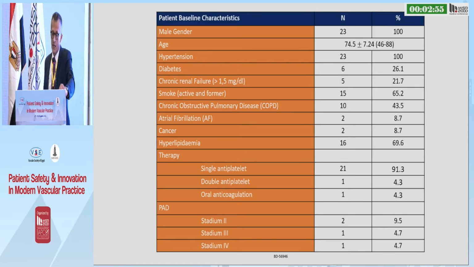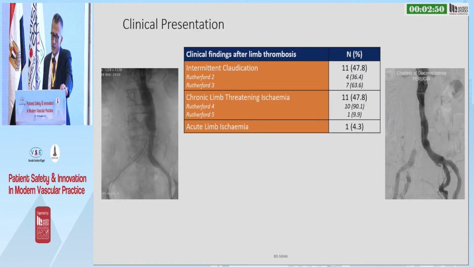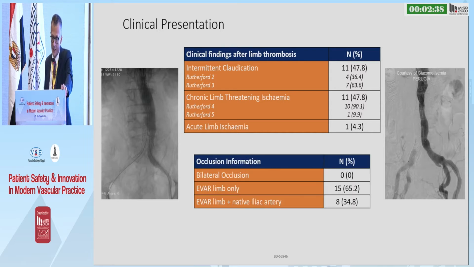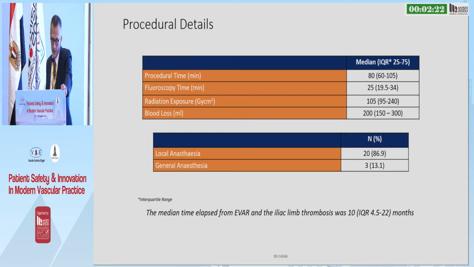All these patients were male, with the typical comorbidities for this type of patient. Only one case had acute limb ischemia; all other cases had chronic symptoms ranging from intermittent claudication to CLTI. No bilateral occlusion, just unilateral occlusion, but in 45% of cases, a concomitant occlusion of the ipsilateral external native iliac artery.